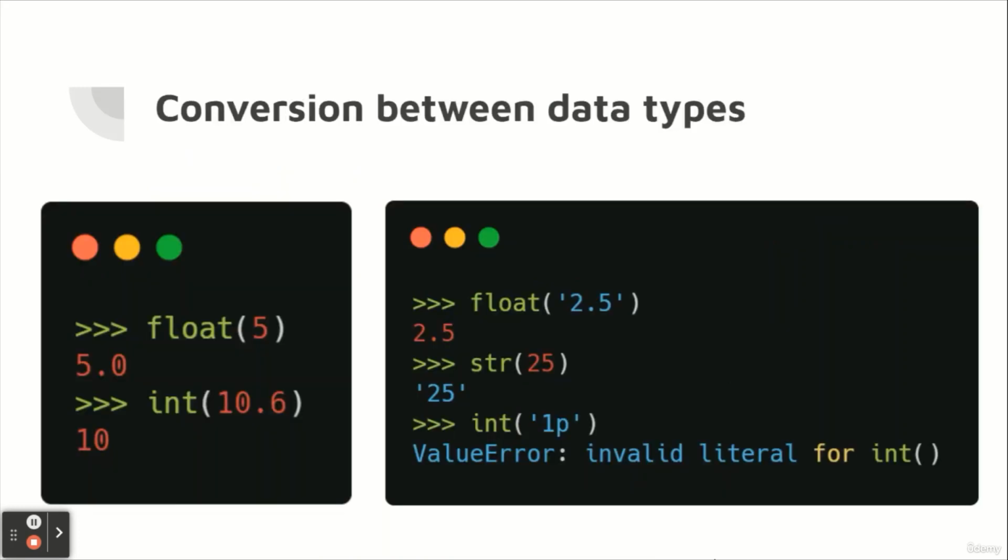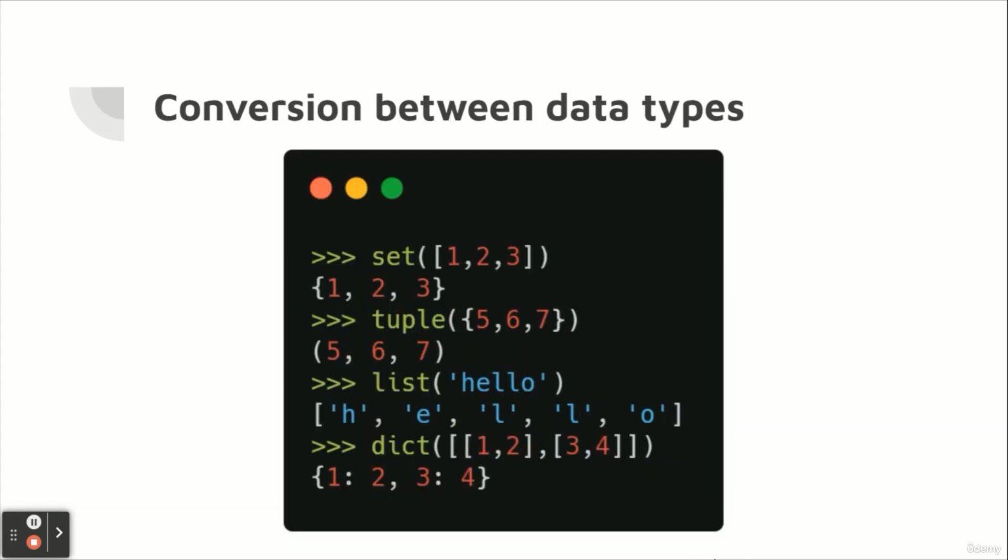We can convert between different data types by using different type conversion functions, like int, float, str, etc. Conversion from float to int will truncate the value. Conversion to and from string must contain compatible values. We can even convert one sequence to another. To convert to a dictionary, each element must be a pair.